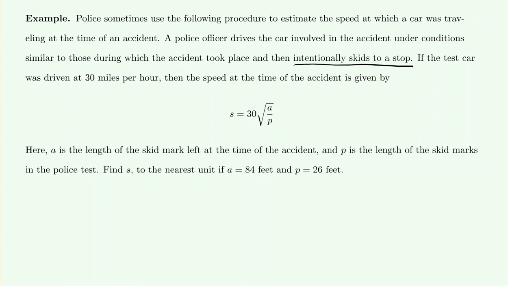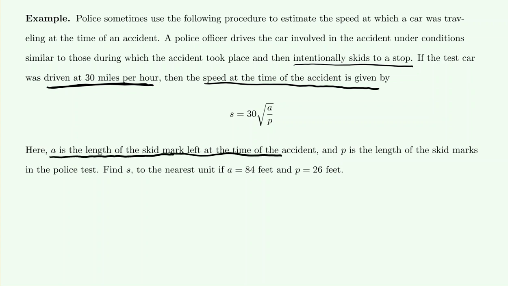If the test car was driven at 30 miles per hour, so that's the speed of the test car, then the speed at the time of the accident, the thing they're trying to predict, is based on this formula. The speed of the car at the time of the accident, S, equals 30 times the square root of A divided by P, where A is the length of the skid mark left at the time of the accident, so maybe think accident is little a, and P is the length of the skid mark in the police test.